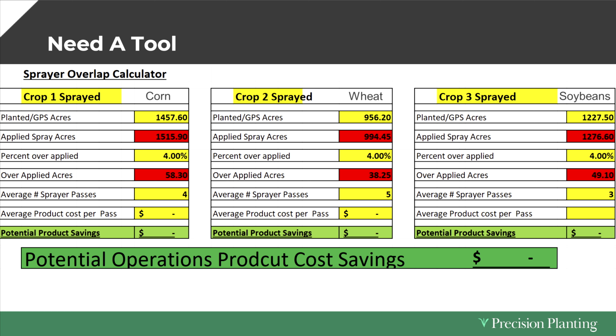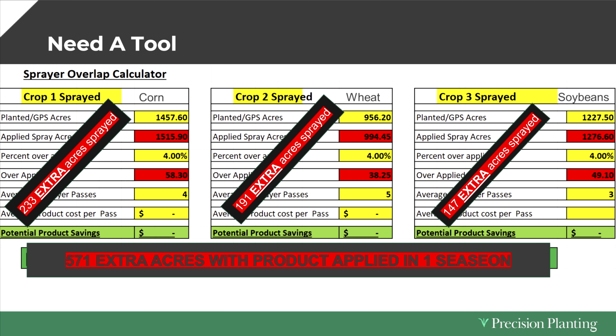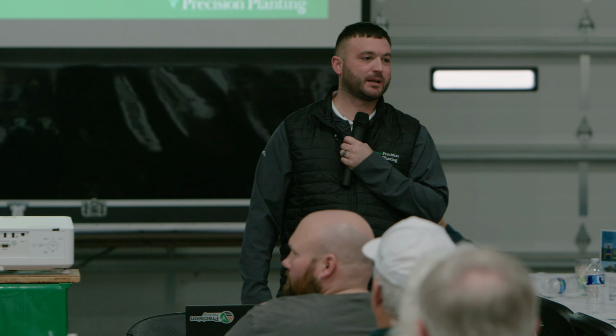So we have an average of four passes on the corn, 5 passes on the wheat, and 3 passes on the soybeans. Now, I know that's not ideal all the time on every farm. It's just an example. So 233 extra acres sprayed, 191 extra acres sprayed, and 147. So 571 extra acres with product applied in one season. What do you think that amounts to in chemicals? Pretty drastic, isn't it?